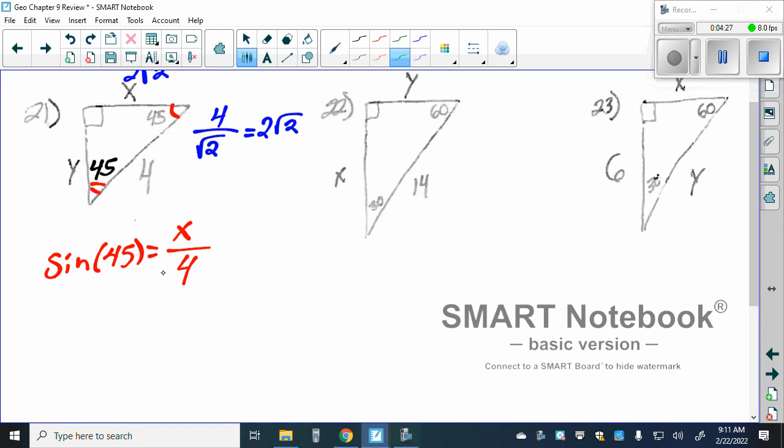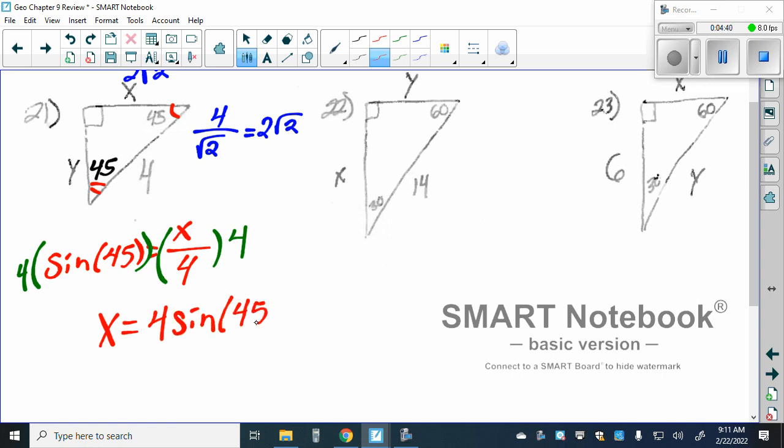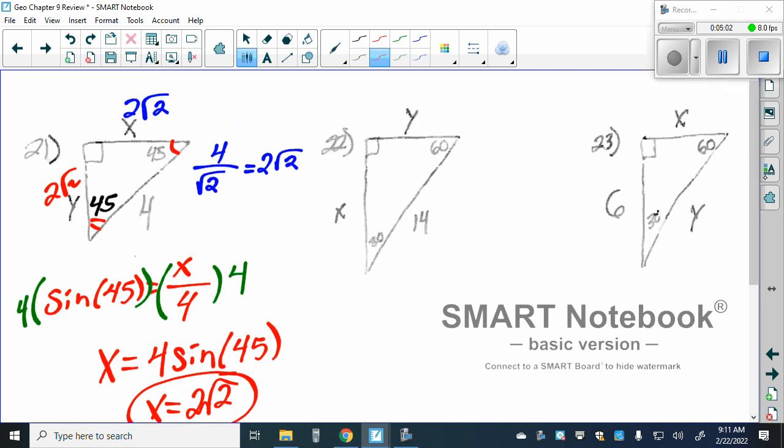Now at this point, we would multiply both sides by 4, which would tell us that x is equal to 4 sine of 45, and when we plug that in, we get 2 square root of 2. So both sides are 2 square root of 2. So if the shortcuts make sense and you can utilize them, utilize them. But we can still solve it using sine, cosine, and tangent. Any questions on 21?